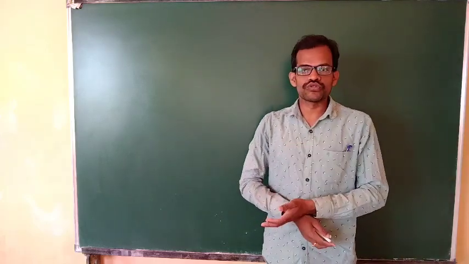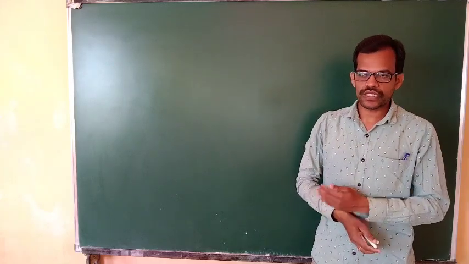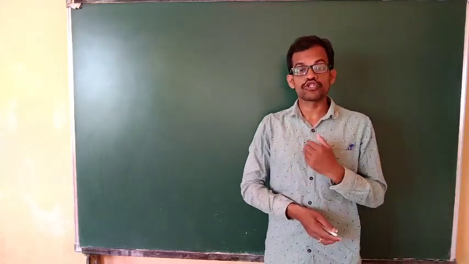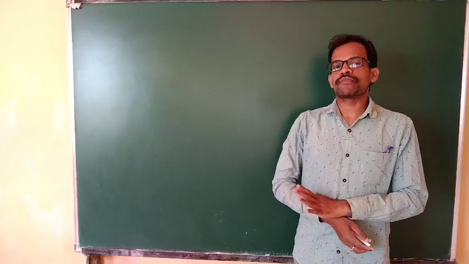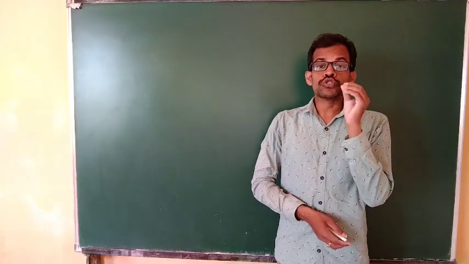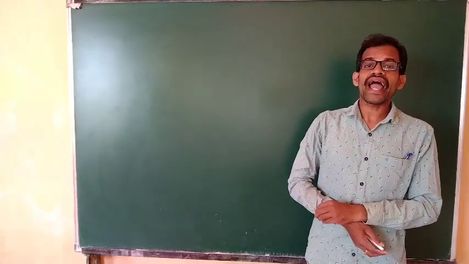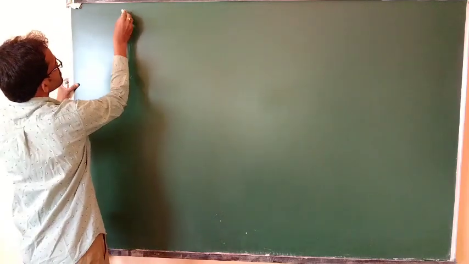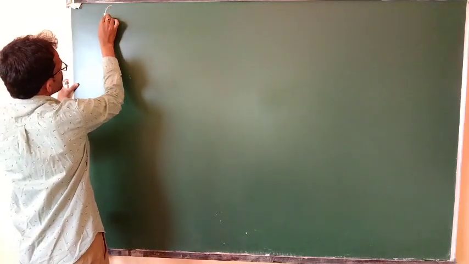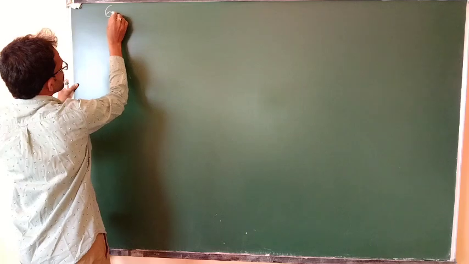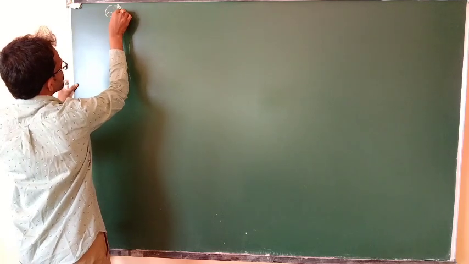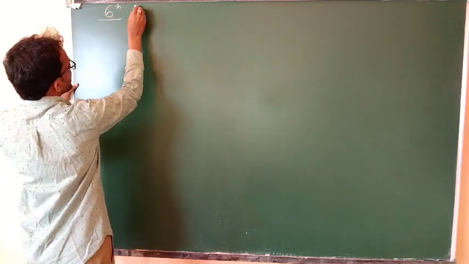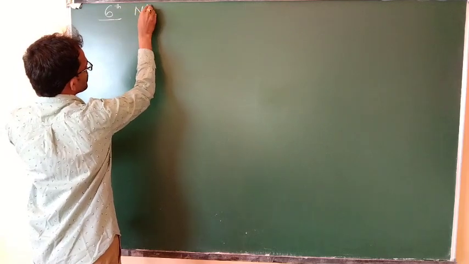Today we are going to start the new chapter. It is known as the sixth chapter in human physiology. What is the sixth chapter? Neural control and coordination system.